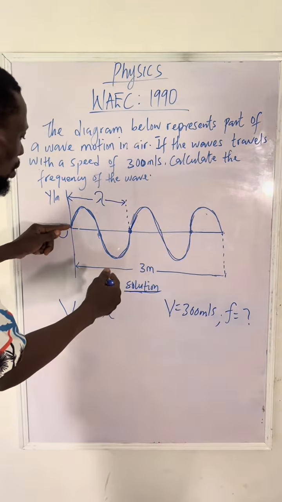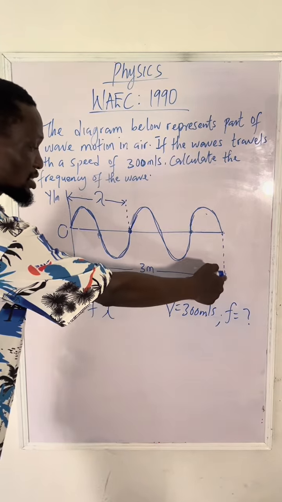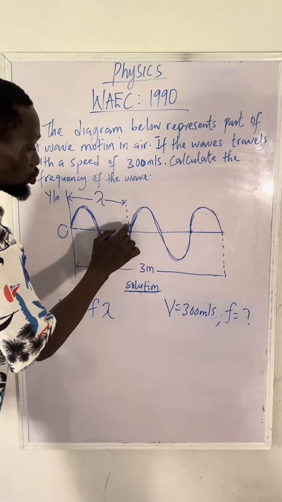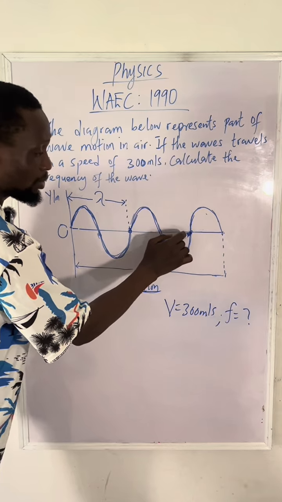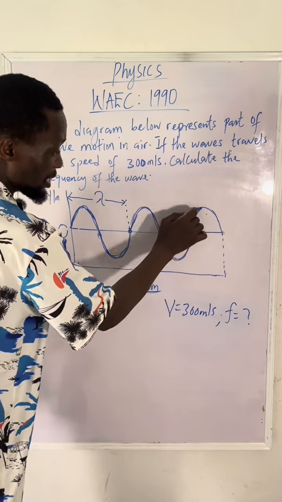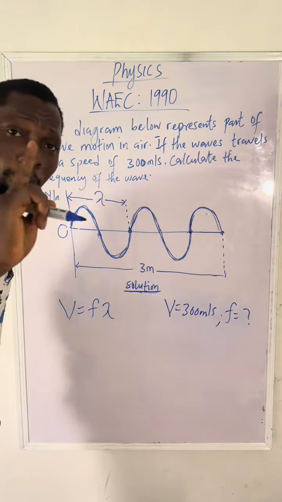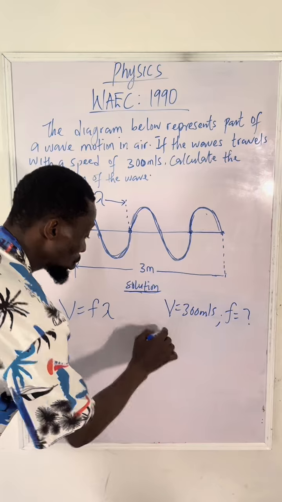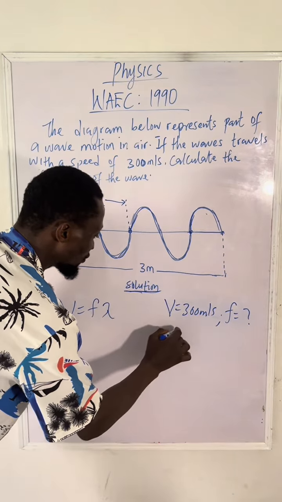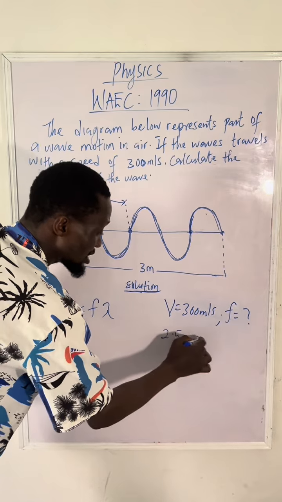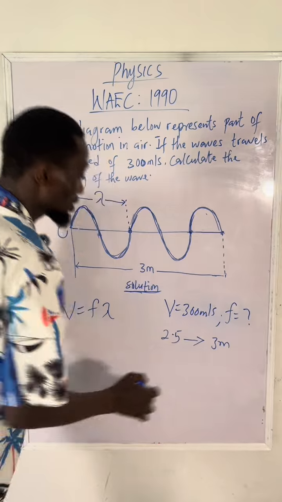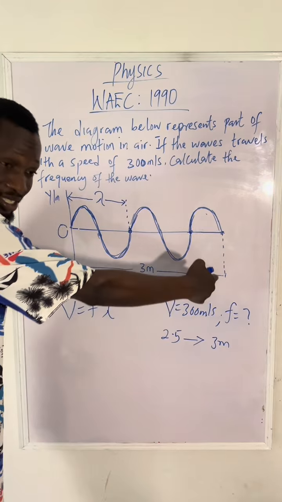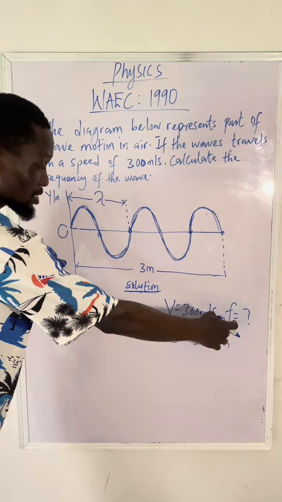The first thing is, what is the total number of cycles that gives us these 3 meters? Let's calculate it. From here to this point, that's one cycle. Here to this point, that's another cycle. That's 2 cycles, right? From here to here is half a cycle. That is 2.5 cycles giving us these 3 meters. So we can say that 2.5 cycles represent 3 meters.